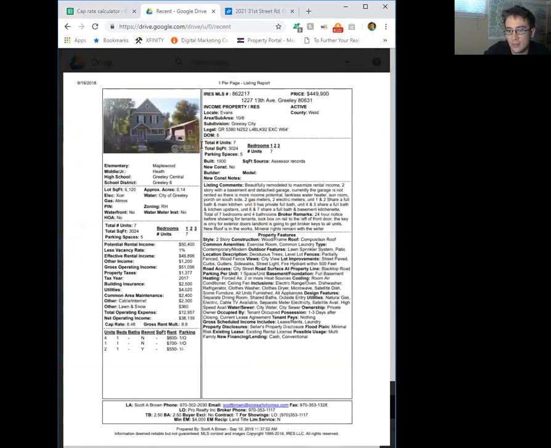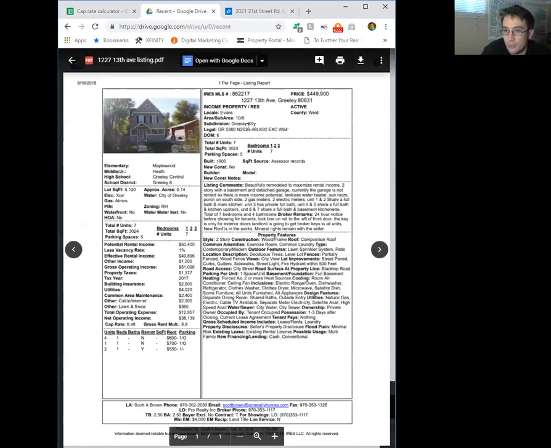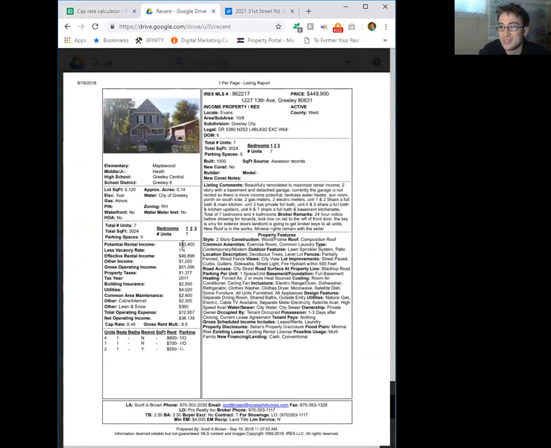It's a rental property just a few blocks away from my house, actually. It's an amazing property. It has 7 units, and it has a potential income of $50,000 a year. The vacancy rate is really low because it's really easy to find tenants in Greeley. Effective rental income, that's the current income right now, $49,896. Fantastic.